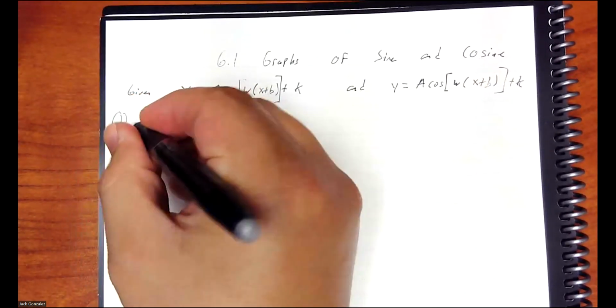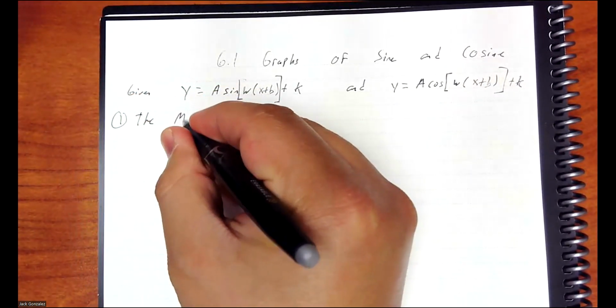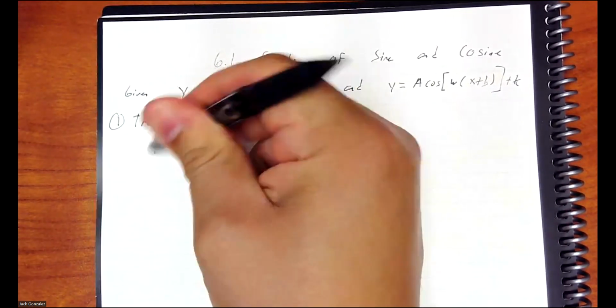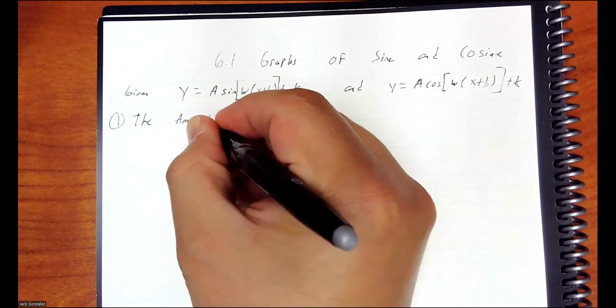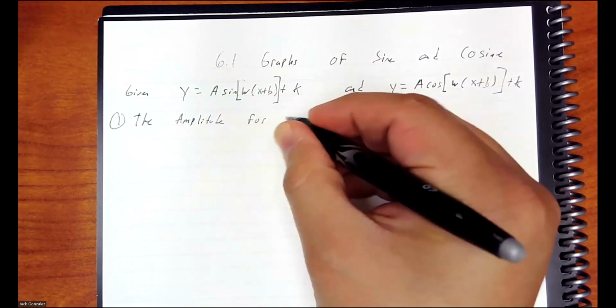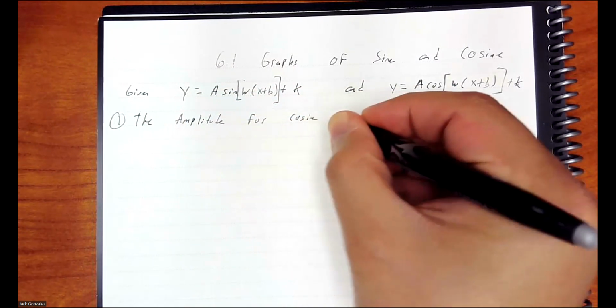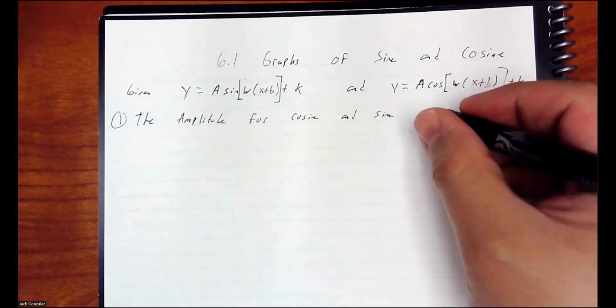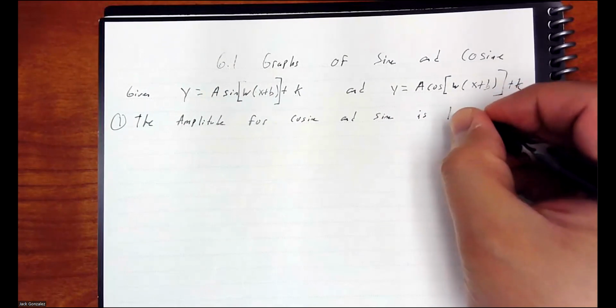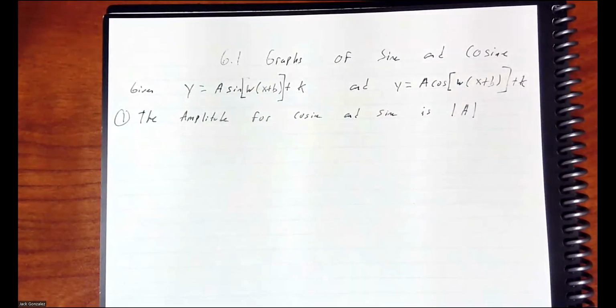So first thing we need to know is the amplitude for cosine and sine is the absolute value of A. So whatever number's in front, just make it positive. If it's already positive, then you're good. So when you ask for the amplitude, it's going to be that number here. Okay.